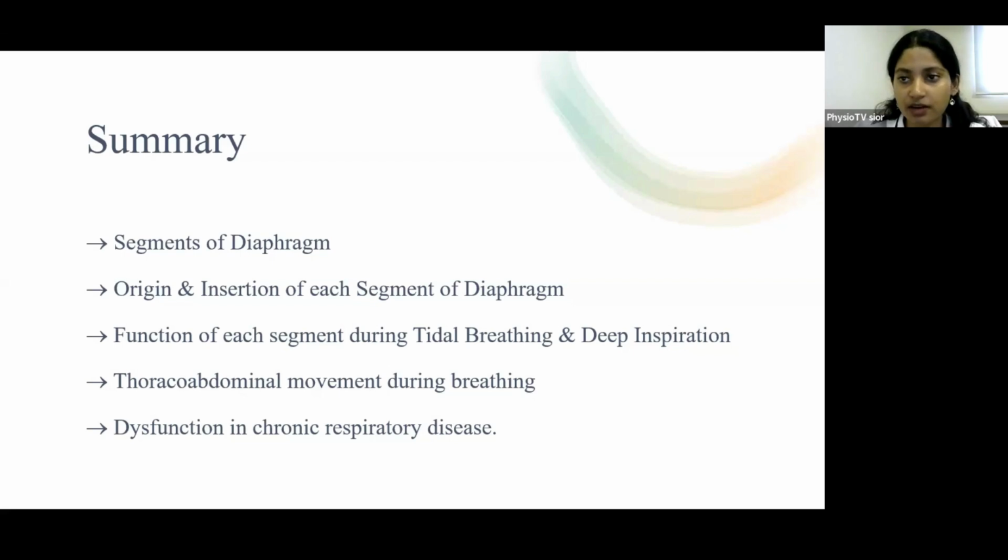Then finally, we ended with the dysfunction of the diaphragm, how it can be dysfunctional in chronic respiratory diseases. In a disease like chronic obstructive pulmonary disease, fibers in the zones of apposition are going to be placed considerably horizontally as compared to how they should be in a healthy individual, that is, vertically. Since they are already at a disadvantage, the diaphragm ends up being an ineffective structure to help out in breathing.